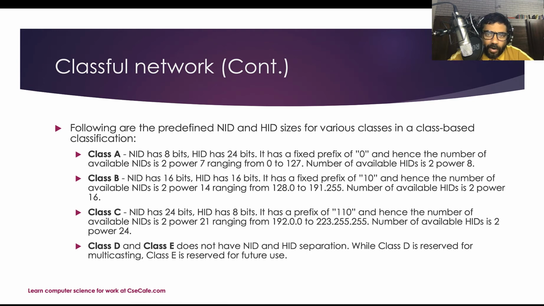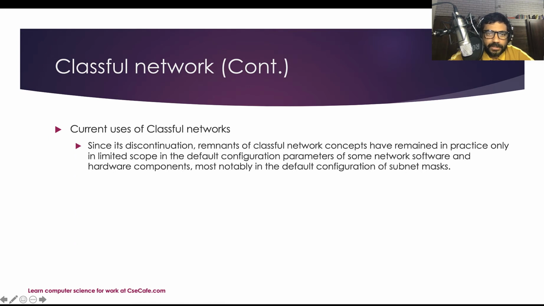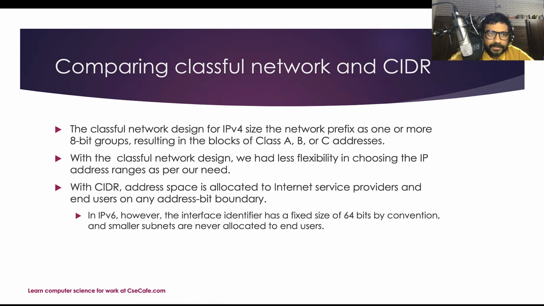If you want to learn, class A NAD had 8 bits, HID had 24 bits. Class B, these things were fixed. NAD has 16 bits, HID has 16 bits, and there will also be a prefix. In class A, the prefix was 0. In class B, it was 10. Whatever remains is used for all the permutations and combinations. And class C had a 24-bit NAD and 8-bit HID and a prefix of 110. Class D and E do not have NAD and HID separation. Current use is mostly for legacy networks.